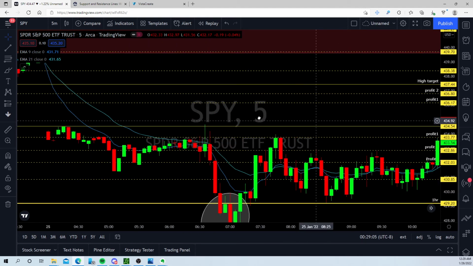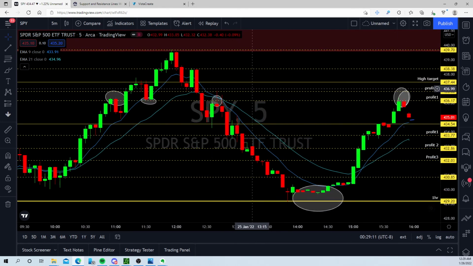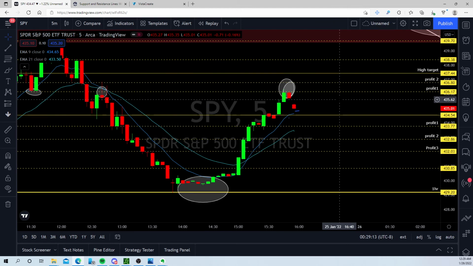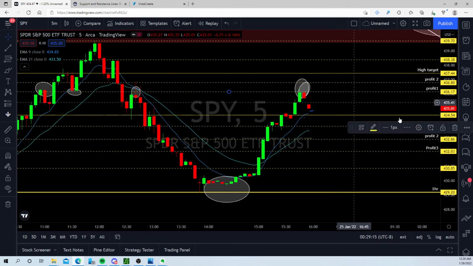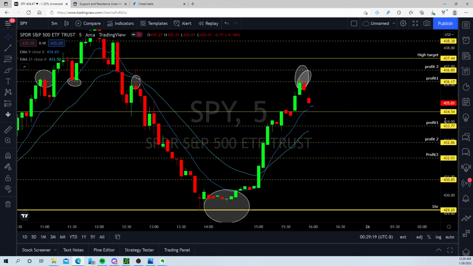Look at these levels. It's just right here. Look, you see, profit 1, profit 2, high target, just in case. Look, it's matching. So above profit 1 and below 434, we could see this. So now we start writing down, okay, below 434 our target is 433.37, 432.86, 432.03, or 432 to make an even number, and 430.